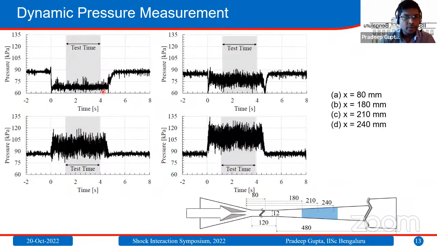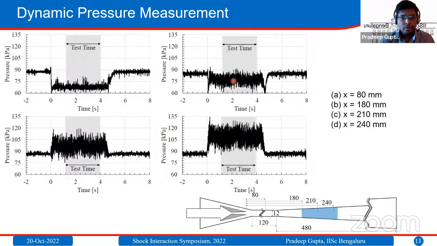So these are the pressure signals for a few sensors. One sensor is located in the mixing duct, and the other 3 are in the diffuser section. The pressure fluctuation in the signal of the sensor located in the mixing duct is comparatively low. These fluctuations correspond to the turbulent mixing of the primary and secondary flow in the mixing duct.